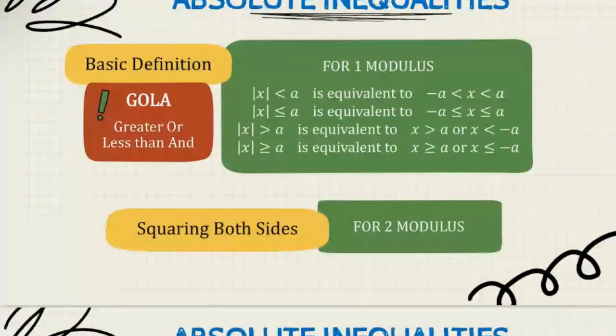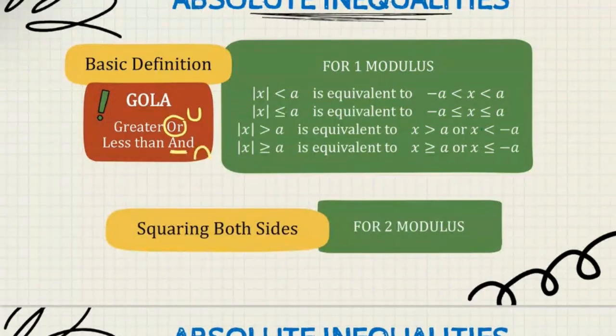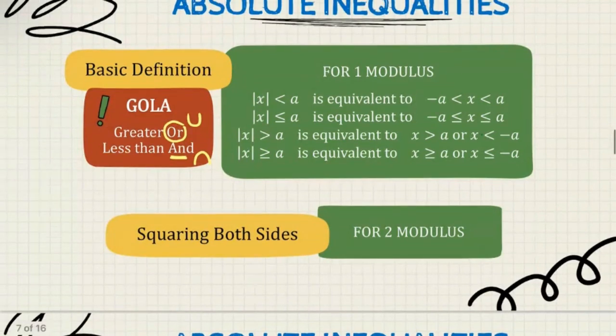Okay, so apabila dia melibatkan or dan juga and, so maksudnya dekat sini, or nanti kita akan menggunakan union. Sorry. So untuk or, kita akan menggunakan union untuk menggabungkan jawapan. And untuk and, kita akan menggunakan intersection. Okay, so itu beza je lah inequality dengan equation.